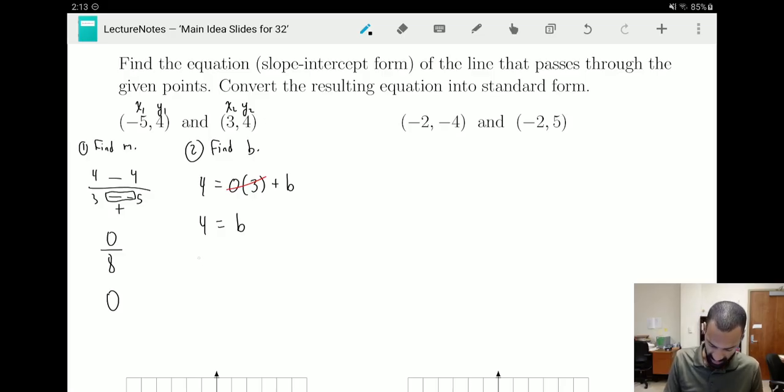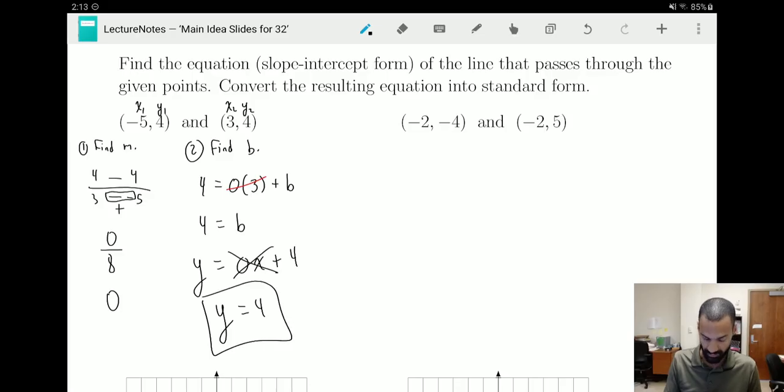So if I go back and I plug it in, y equals 0x plus b, well, 0x plus 4, this whole term is going to cancel out every time because it's a 0 attached to it, right? So this is just y equals 4. This is a special case, okay? y equals 4 is the equation. We can't rearrange that to put it in any other form. It kind of is in standard form already.